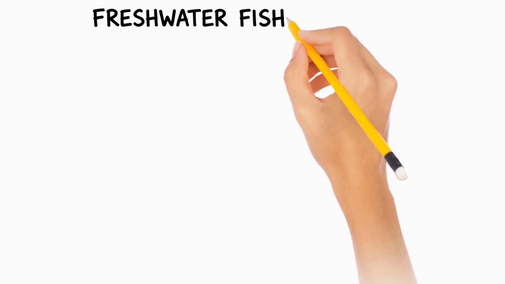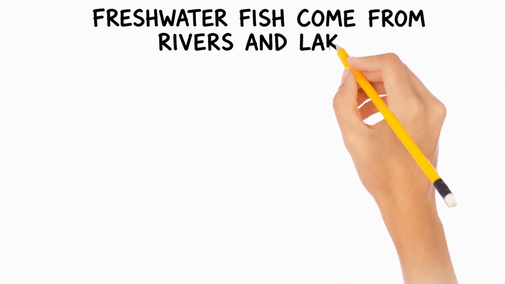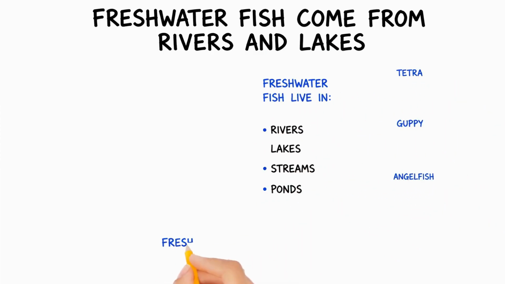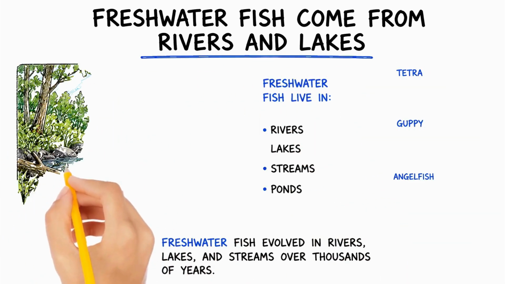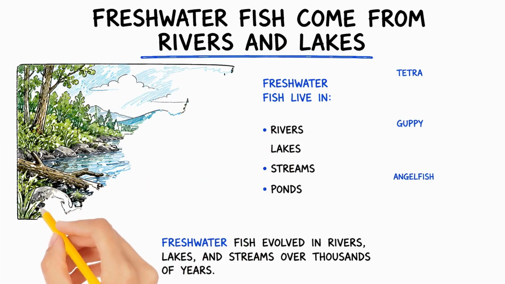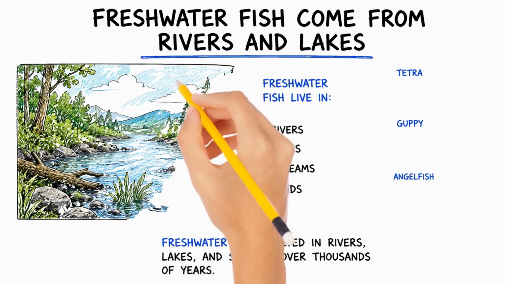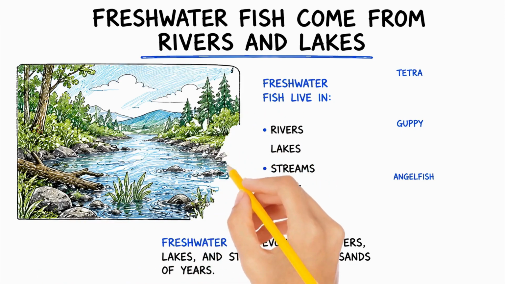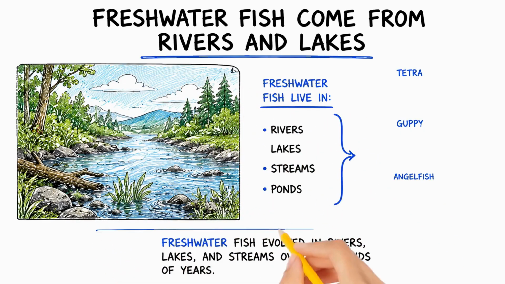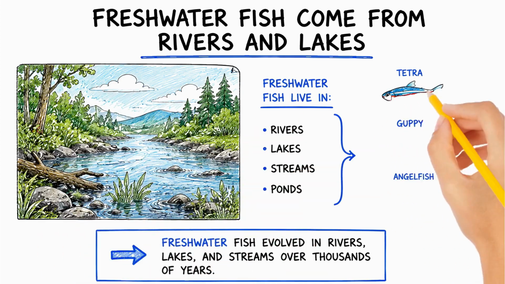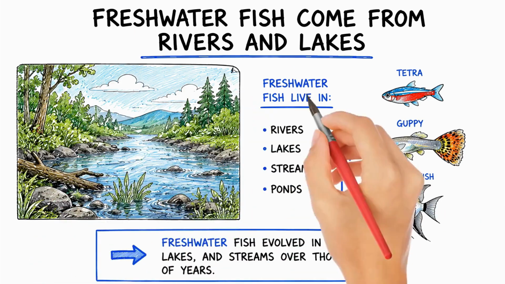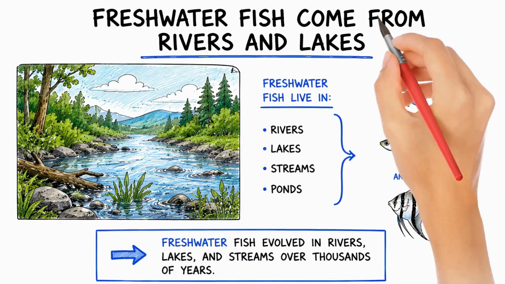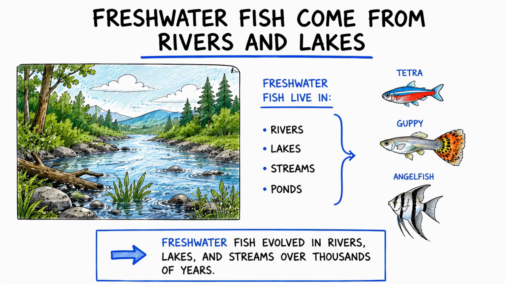Freshwater fish evolved in environments such as rivers, lakes, streams, and ponds. These habitats contain very little dissolved salt, so freshwater fish have adapted to live in those conditions over millions of years. Popular aquarium fish like tetras, guppies, angelfish, and many others all come from freshwater environments around the world. Some live in fast-moving rivers, while others come from calm lakes or slow streams. Because they evolved in freshwater, their bodies are specially adapted to manage water and minerals in that environment. This is why freshwater fish thrive in freshwater aquariums. The aquarium is designed to recreate the type of habitat they naturally come from.